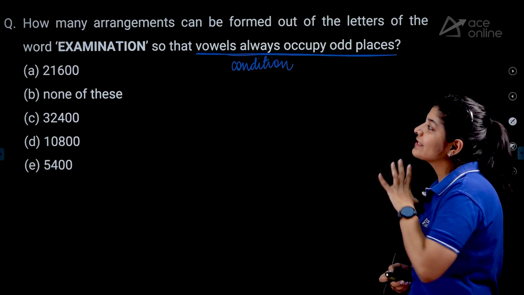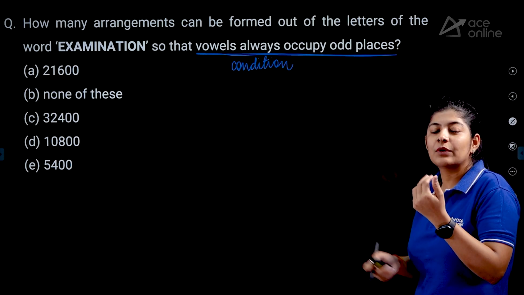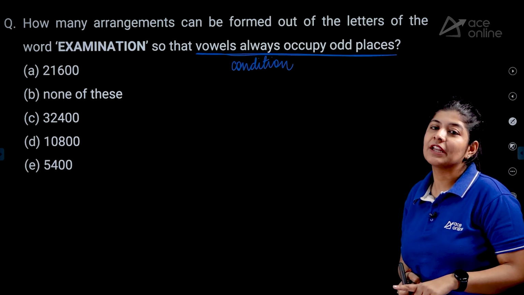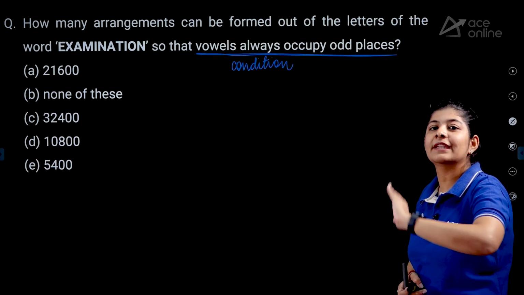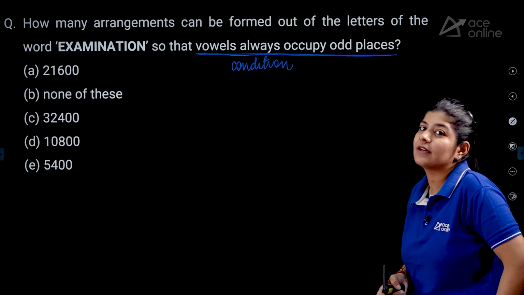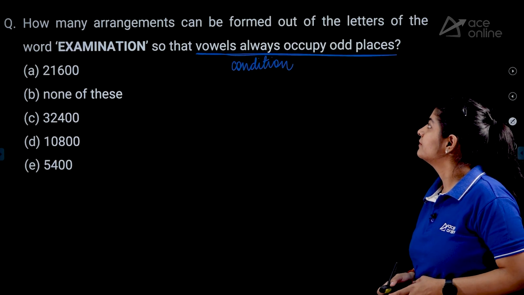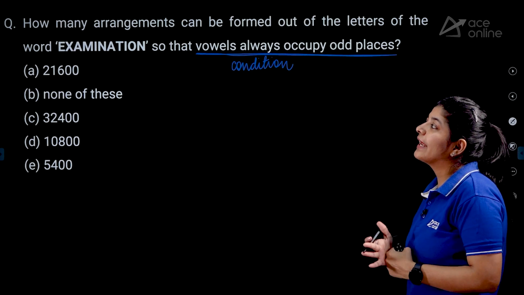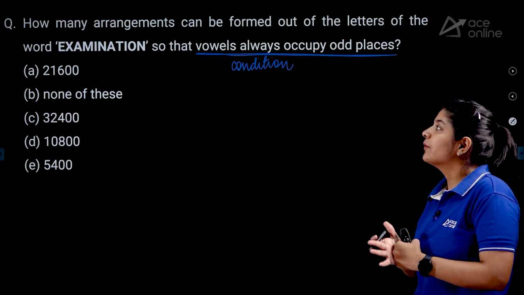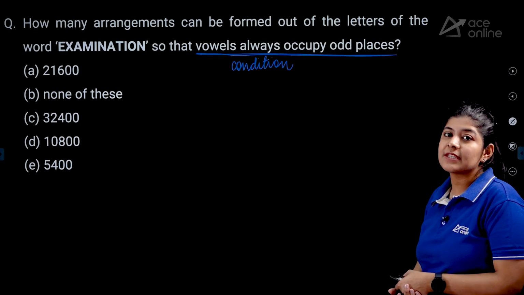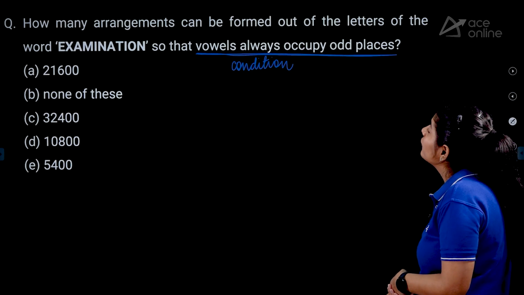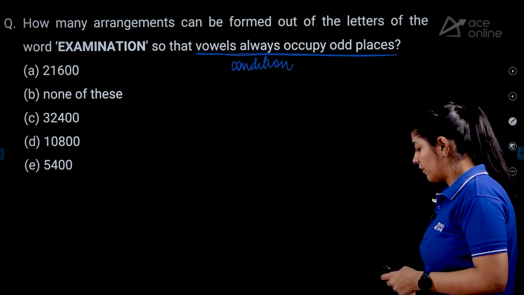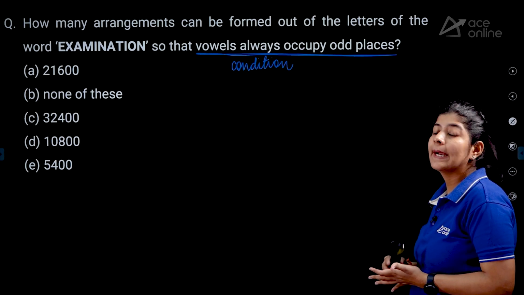Whenever we have this type of question, where we have to arrange something or select something, first fulfill the condition. After that, simply arrange the rest of the elements that you have. Here you have the word examination, and you have to arrange it in such a way that all the vowels occupy the odd places.